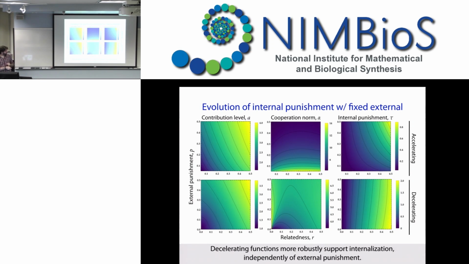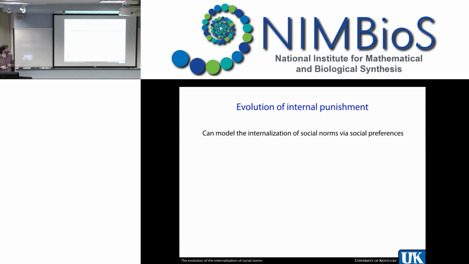So the upshot is that the decelerating norm is a little bit more robust because, again, you can't make individuals more and more guilty if they increasingly deviate from the norm.